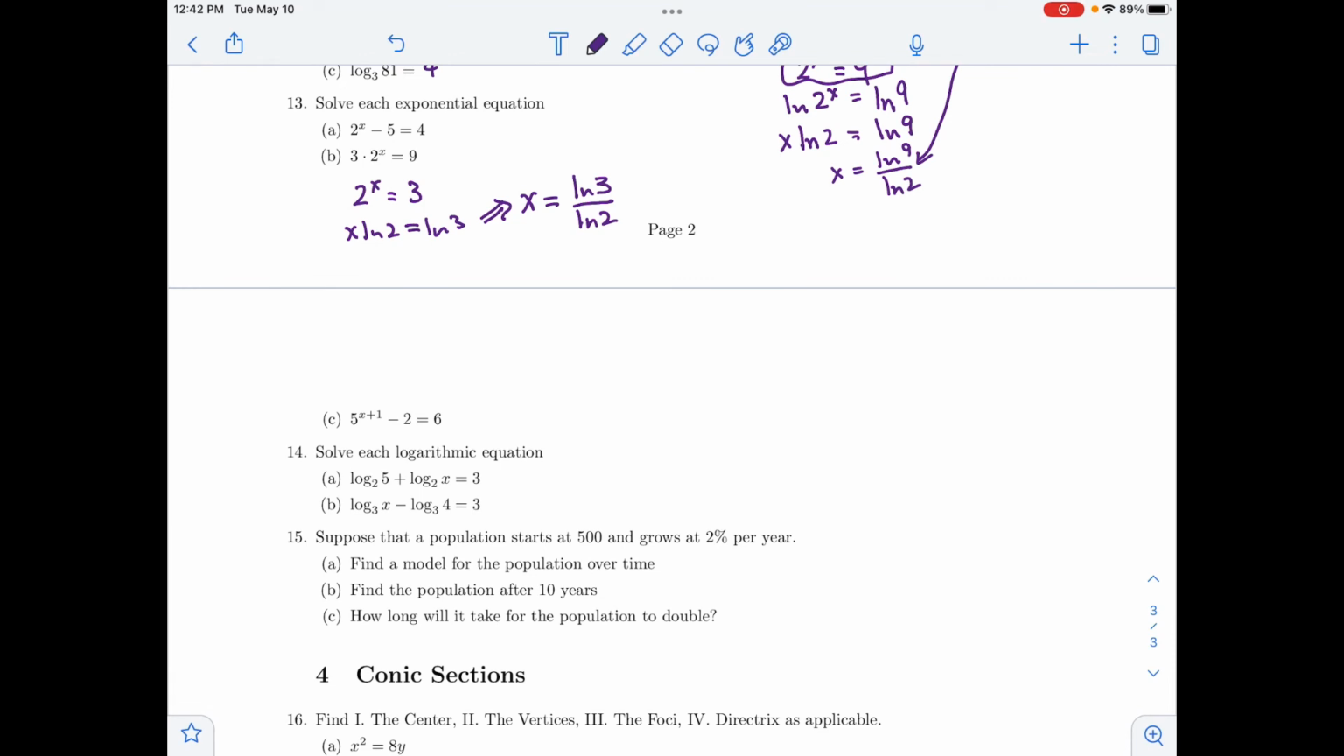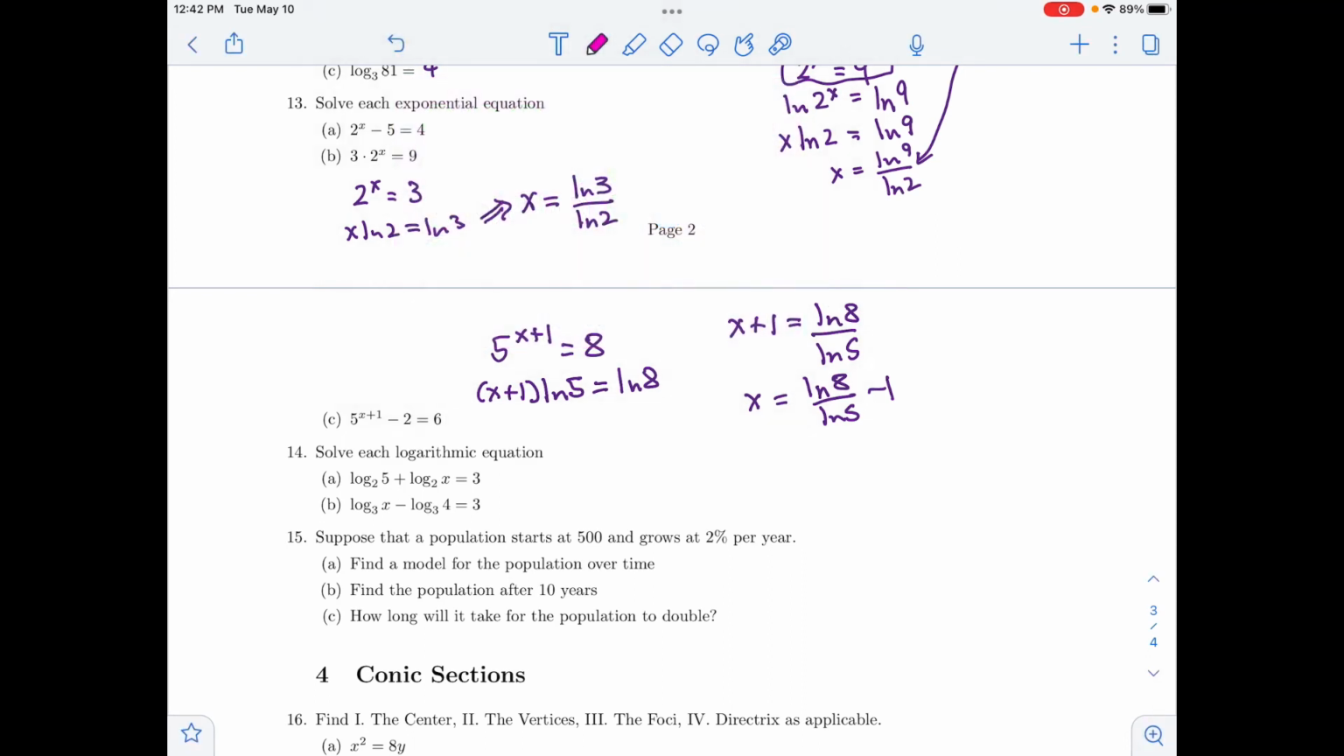Down here, the same thing: isolate, log, and solve. So I would do this. I would say x plus 1 equals log 8 over log 5, and then subtract 1. Yeah, there it goes.